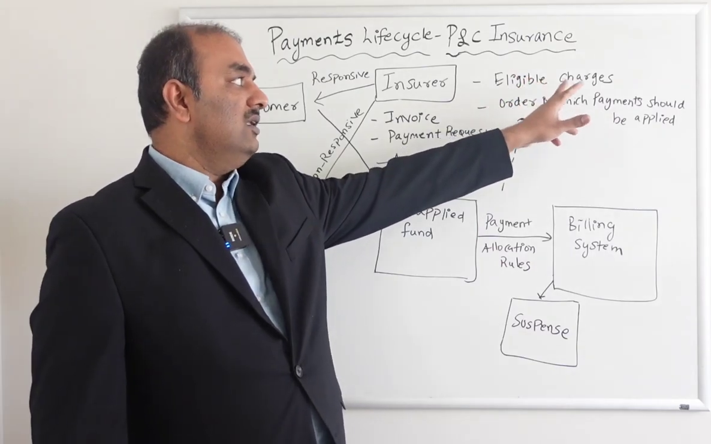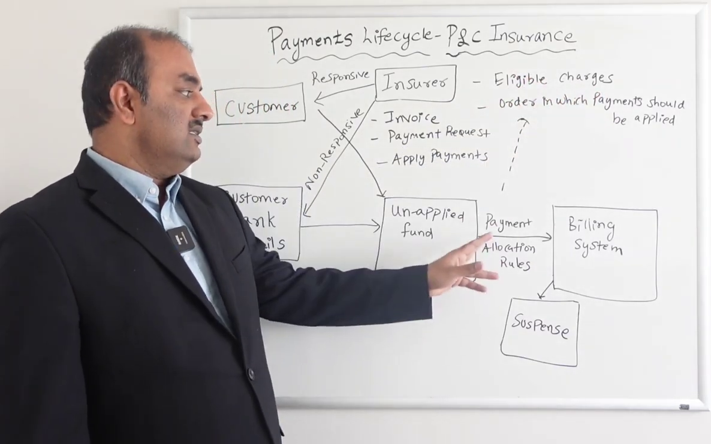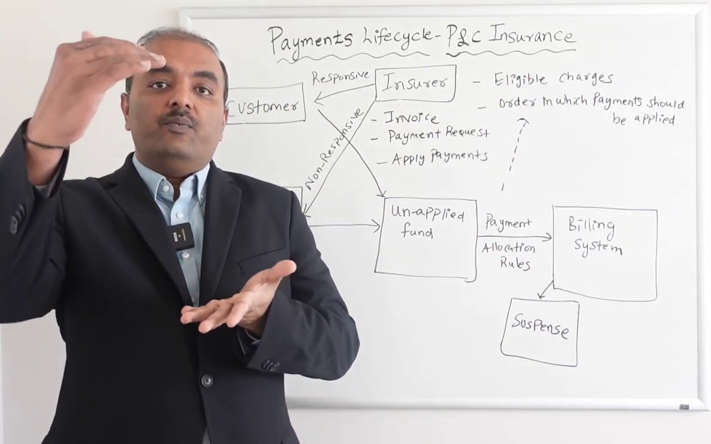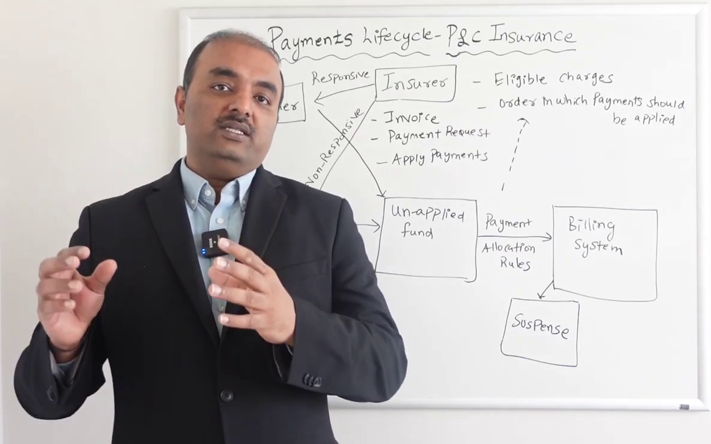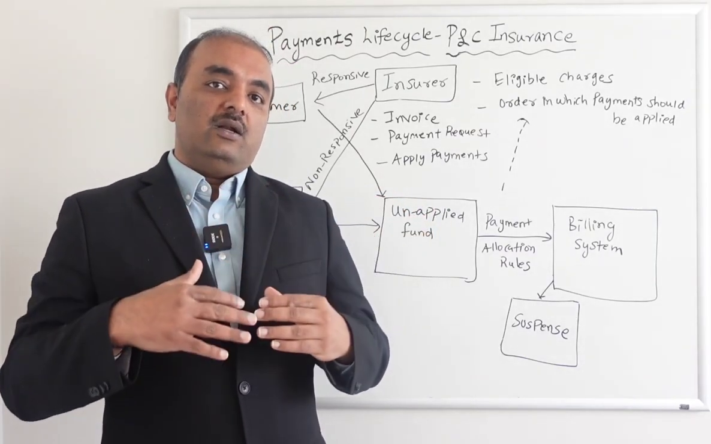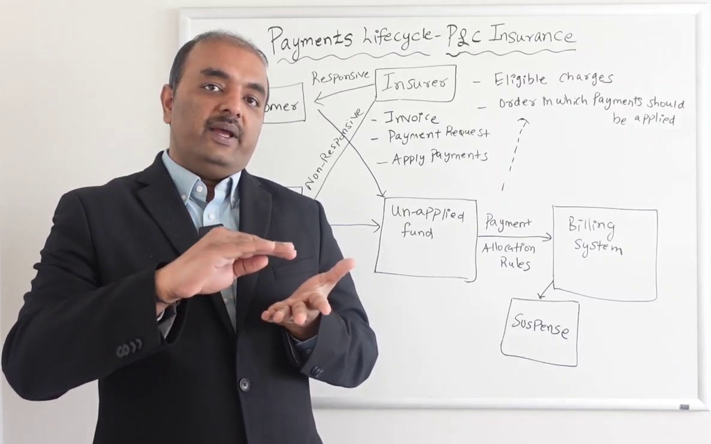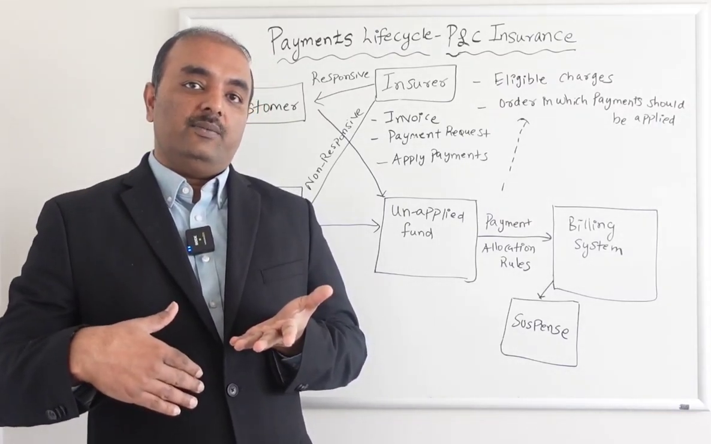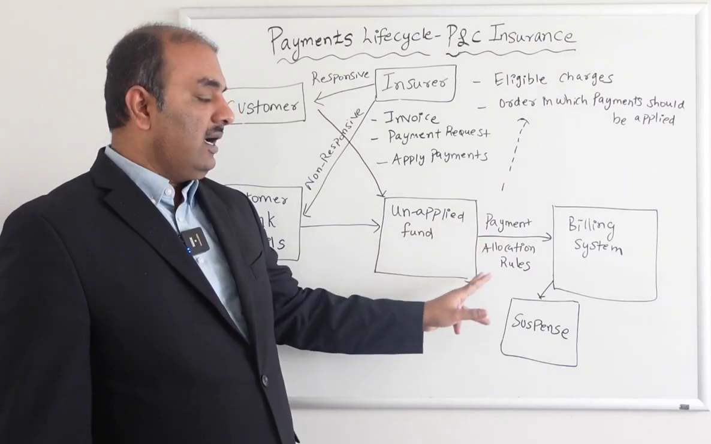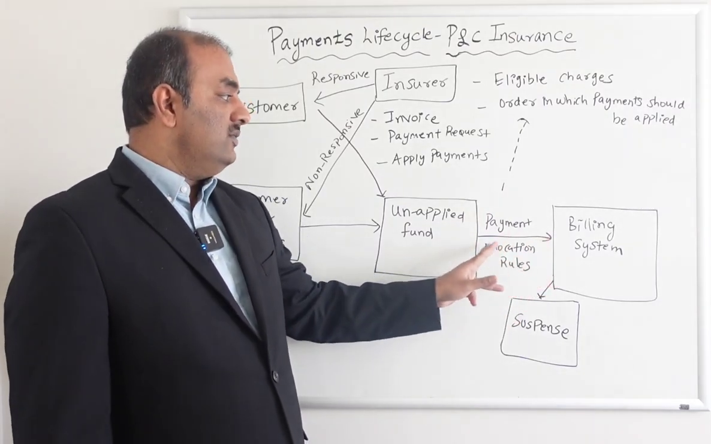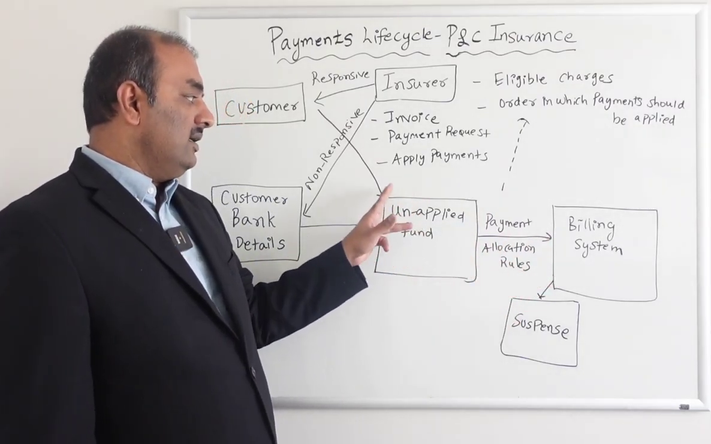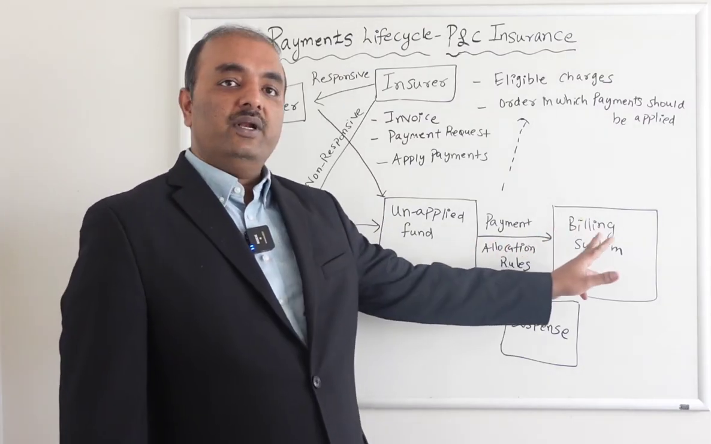Once you know what the eligible charges are, the payment allocation rules will say the order of payments. For example, if I have an invoice with taxes and installment amount, the taxes have to be paid first, followed by installment amounts. So those rules will be available in the payment allocation rules, which will help the amount in the unapplied fund to be applied to the open invoice.